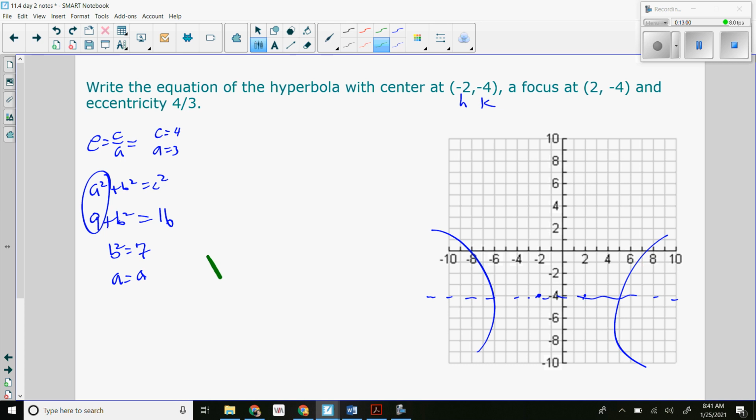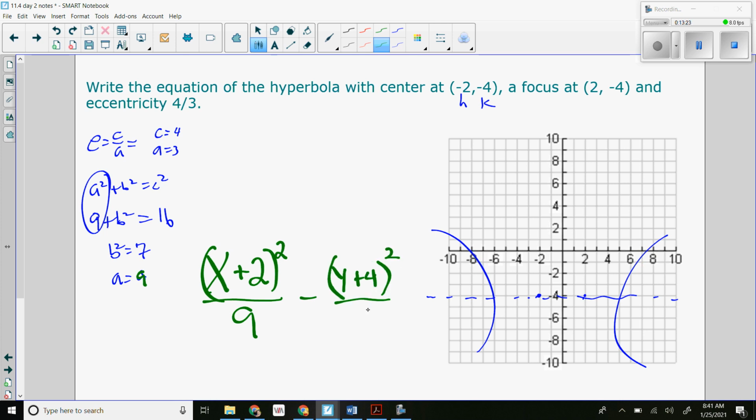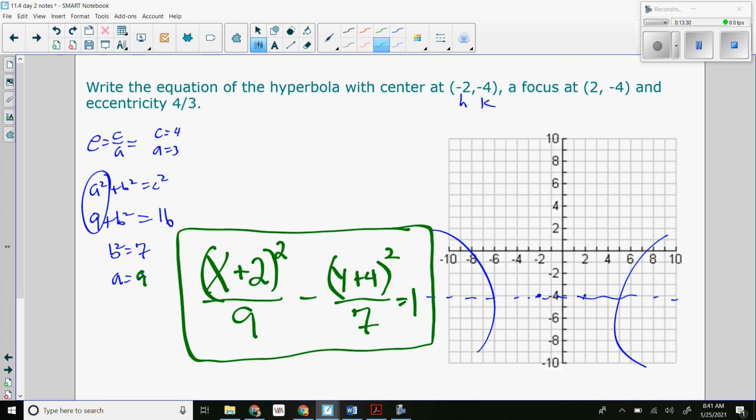Let's try it. (x minus our h, which is minus -2, or plus 2) quantity squared, over our a squared, we said was 9, minus (y plus 4, y minus -4) quantity squared, over b squared, which is 7, equals 1. So it is enough to write the equation, and you get something like that.